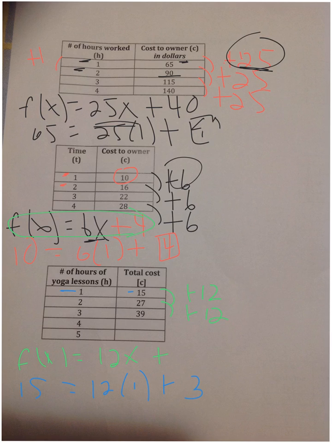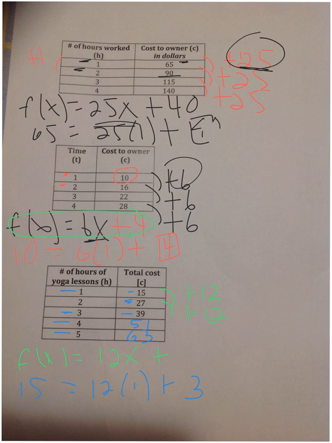Check it with the second one. 12 times 2 is 24, plus 3 is 27. 12 times 3 is 36, plus 3 is 39. Then go ahead and fill it in for the fourth. 12 times 4 is 48, plus 3 is 51. 12 times 5 is 60, plus 3 is 63.